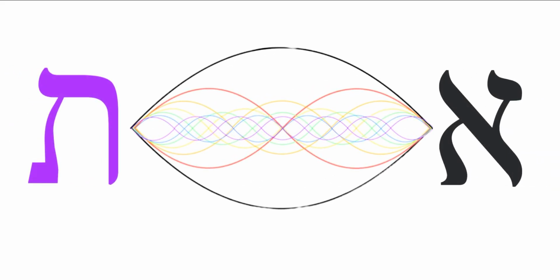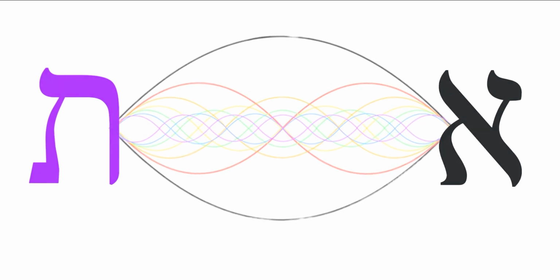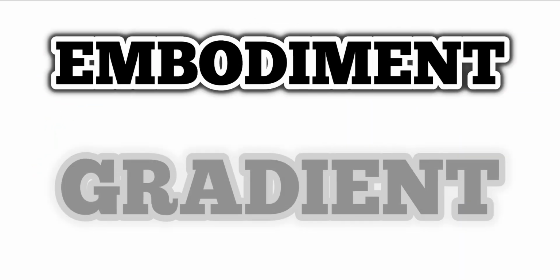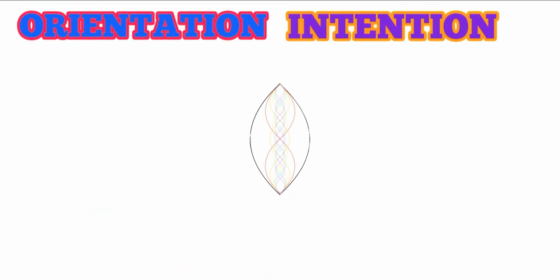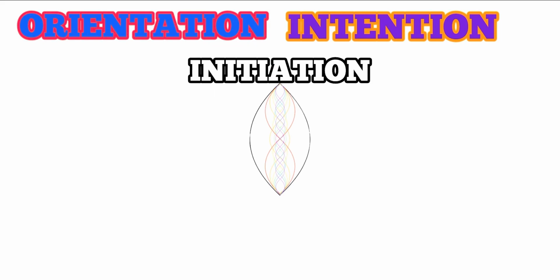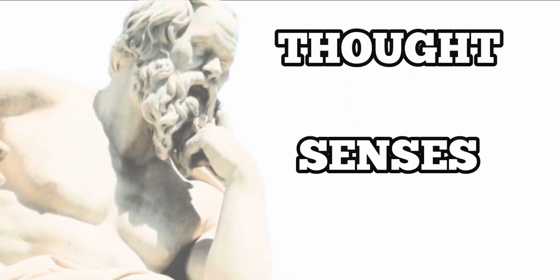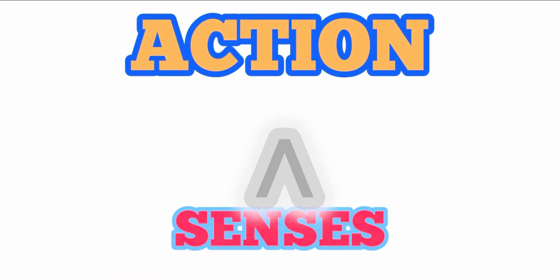One of the most consistent features of Biblical Hebrew is an embodiment gradient. At one end, bodily action, physical movement, and material interaction. At the other end, orientation, intention, source, or initiation. Hebrew does not rush towards abstraction. It moves upward through action, not away from it.